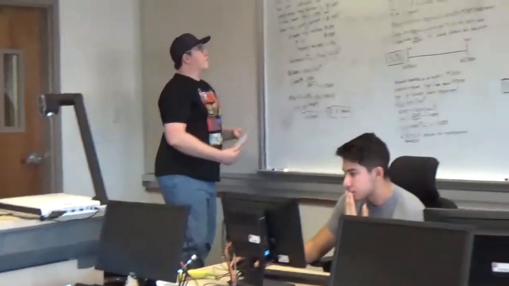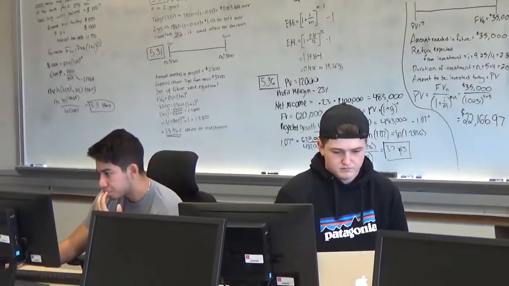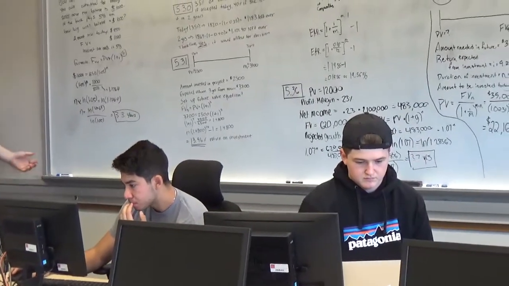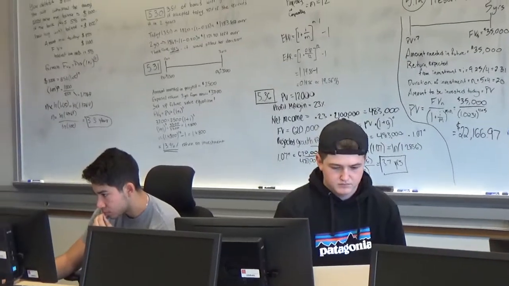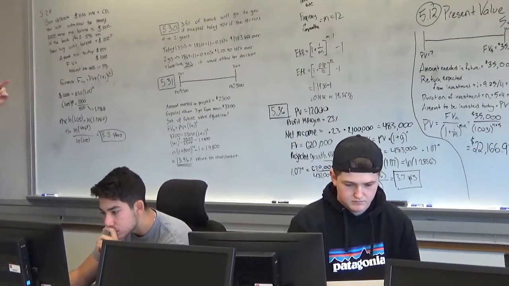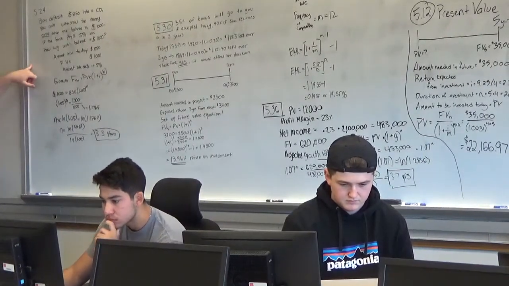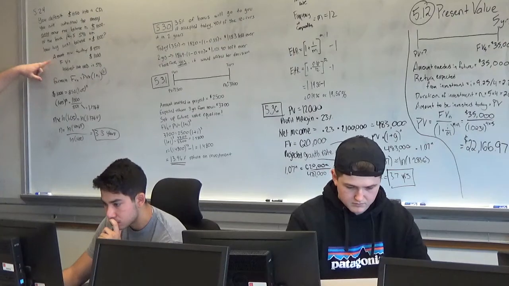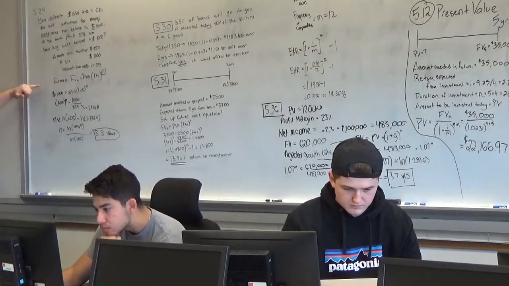Alright, 5.24 was if you deposited $850 into a savings account, CD, and you're going to withdraw the money only once when the balance reaches $1,000. How long will it take if the bank pays 5% interest to get to $1,000? So given we have amount invested today is $850, future value is $1,000, interest rate is 5%.